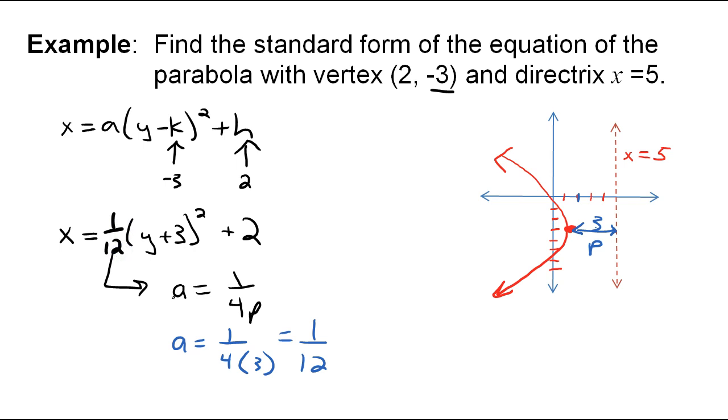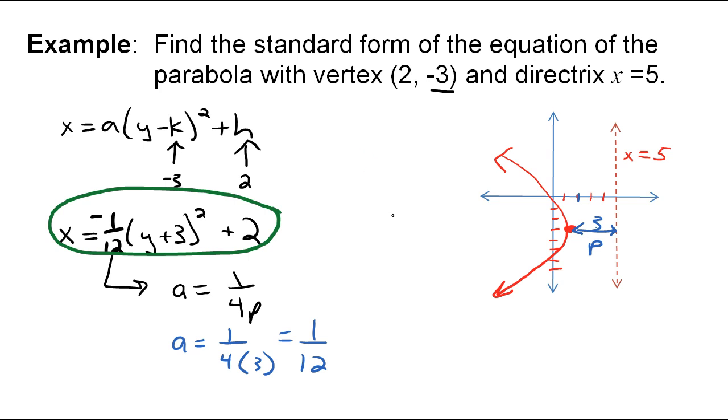The last thing that I have to do is come over here and take a look at this. If it's opening to the right, I leave this as a positive 1/12. But my parabola is opening to the left, so I make it a negative 1/12. So that means my entire equation for this parabola is x equals negative 1/12, quantity y plus 3 squared plus 2.